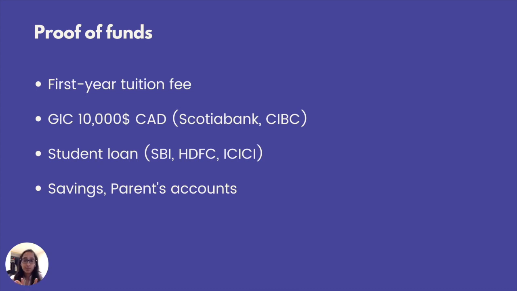GIC is an investment plan that you can do from India at a Canadian bank. The most popular banks are CIBC and Scotiabank. So what you're doing is you're telling the bank that, okay, I'm giving you $10,000 upfront.